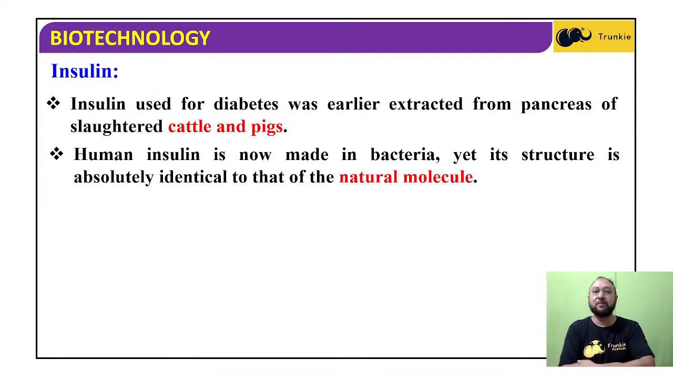Human insulin is now made in bacteria, yet its structure is absolutely identical to that of the natural molecule. So nowadays, with the help of biotechnology, biotechnologists are able to prepare and manufacture insulin the same as the insulin produced by the human pancreas. And how have they done this with the help of bacteria? They are inserting the gene, and when the gene replicates and is expressed, it produces the insulin. So that is the way.